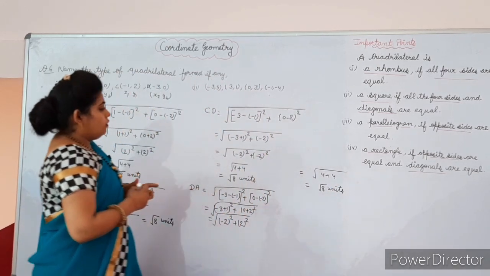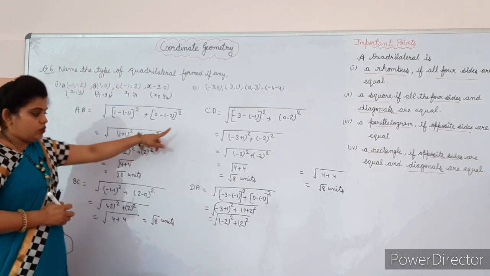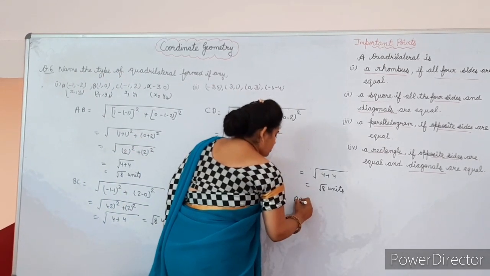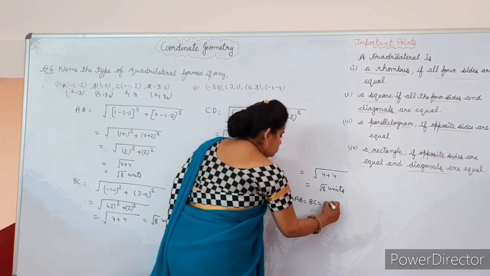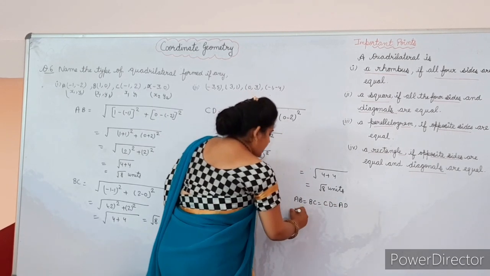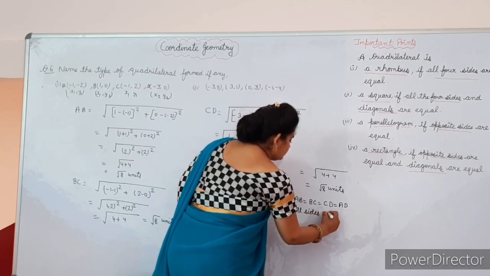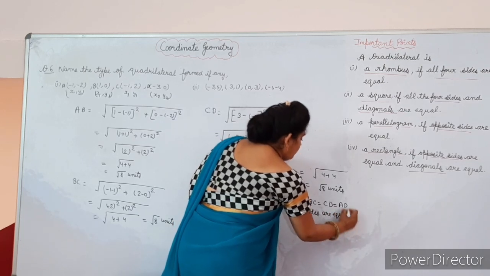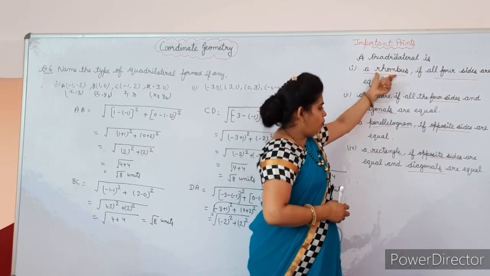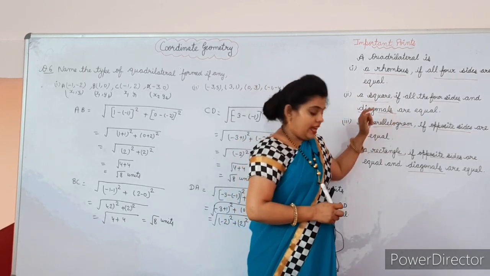From here what can be seen is that AB is equal to BC is equal to CD is equal to DA. All sides are equal. If all sides are equal, then there are two possibilities that it may be a rhombus or it may be a square. For it we will find its diagonal.